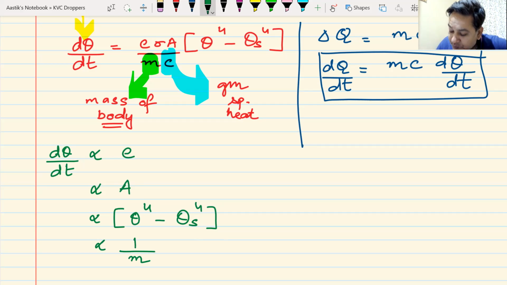It is inversely proportional to the mass. The more the mass, the less the rate of cooling or heating. Bigger bodies, bigger mass, will require more time; they will cool down or heat up slowly. Do we understand this? It is inversely proportional to the specific heat. The more the specific heat, the less the rate; the less the specific heat, the more. Am I clear with this concept to everyone?